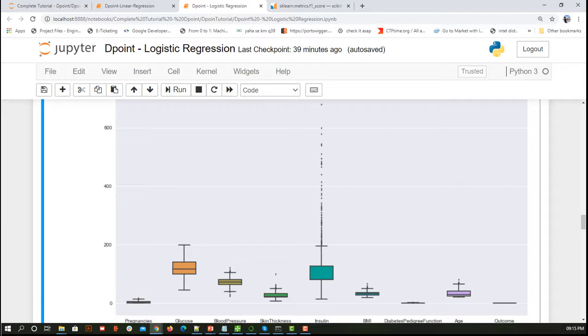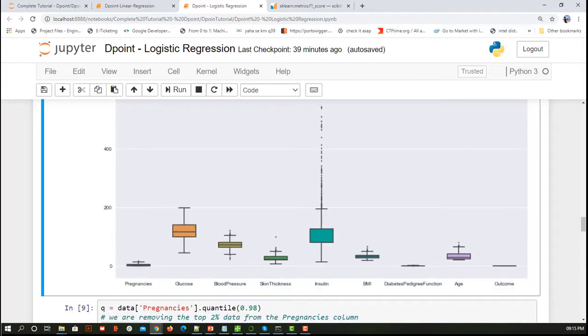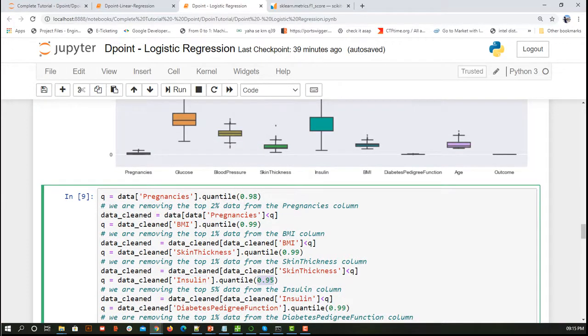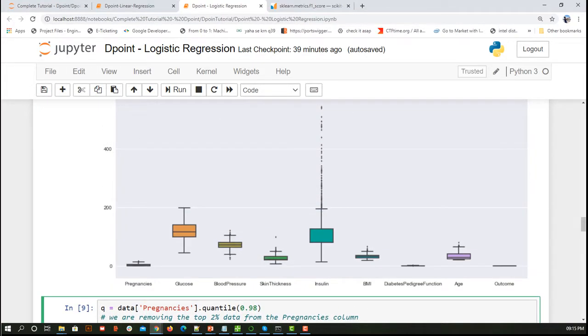Okay, so here I am going to consider only some part of the data and remove the other. Let's suppose for the insulin I have taken the 95 percentile, meaning I am removing the top 5 percent of the data. It will arrange the data in increasing order and consider only the first 95% of data points. So that's how I am removing the data points which lie between the 96 percentile and 100 percentile. I am applying that to all the other values.